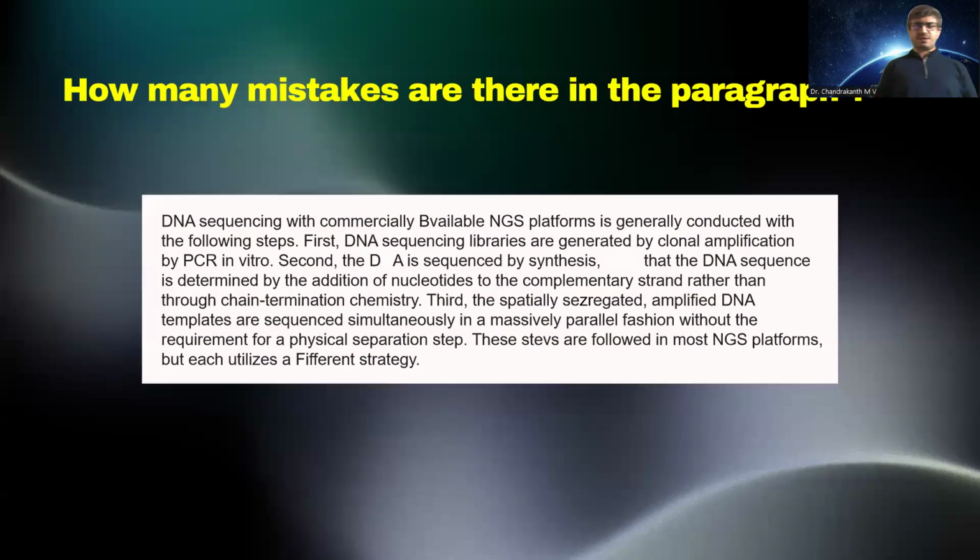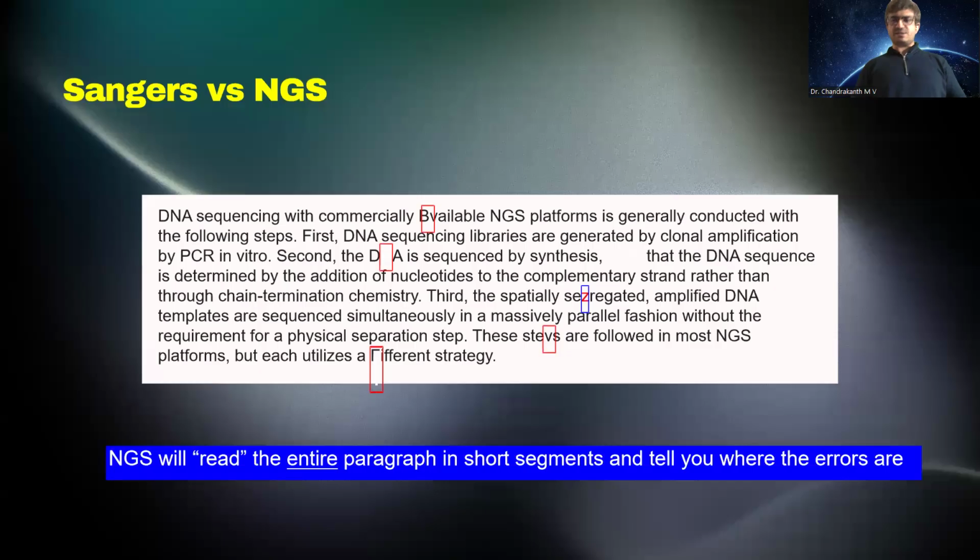Okay. Can anyone figure out how many mistakes are there in the paragraph? So if you read in the first line itself, DNA sequencing with commercially available. So B is a mistake. Instead of A, there is B. Similarly, if you go through, there are multiple mistakes in this. If I read through, I will take almost 1.5 to 2 minutes to fix it. Okay, this is what we do in Sanger's. In Sanger's, we read through each line.